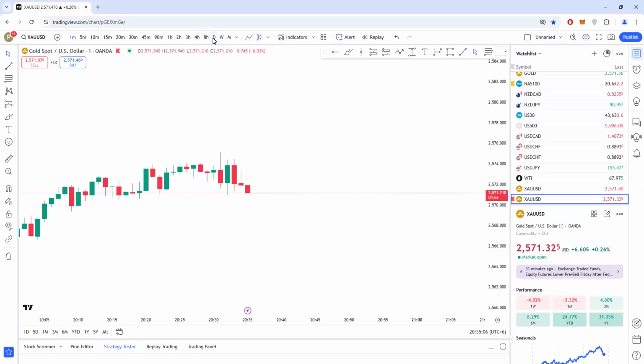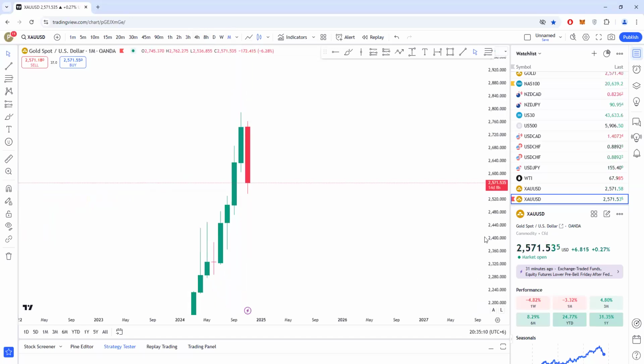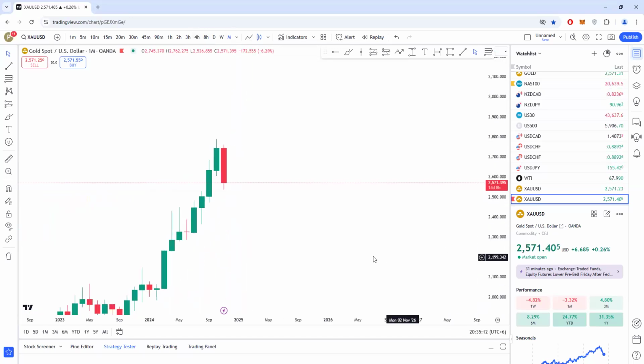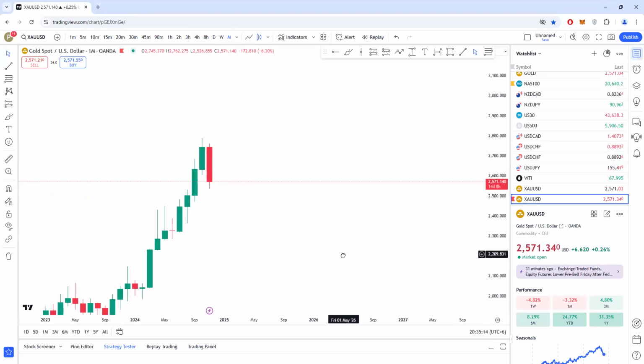Now, let us start with something. We are going to learn engulfing and SNR at the same time. So, what is support and resistance? Let us start with that part.